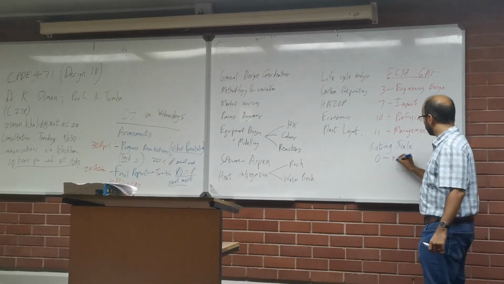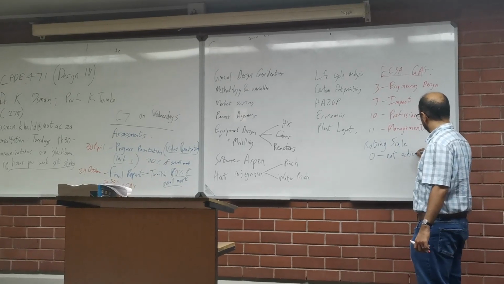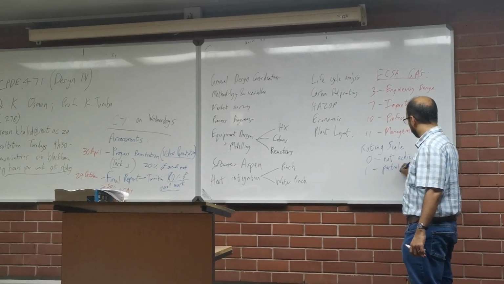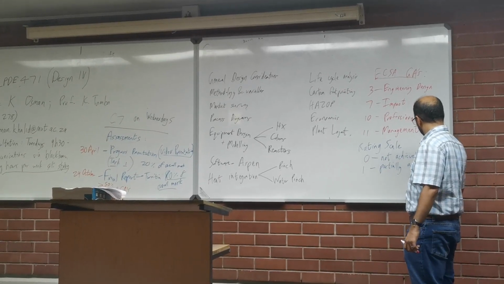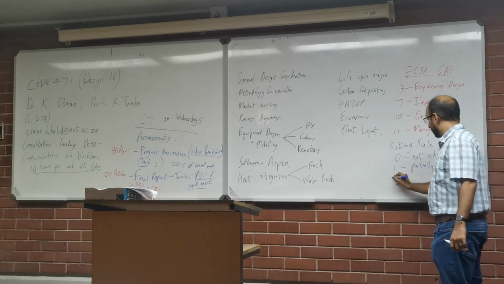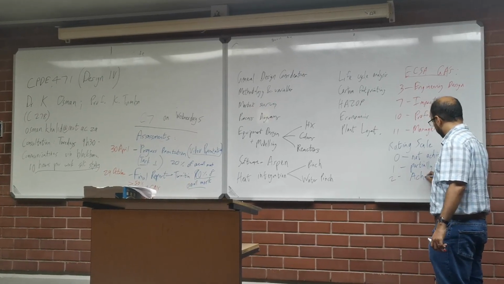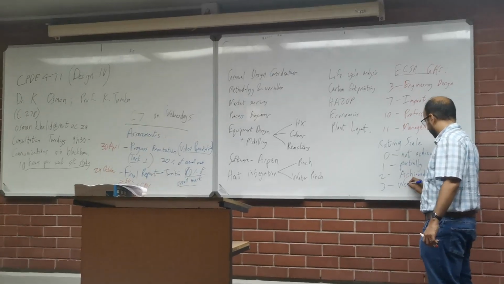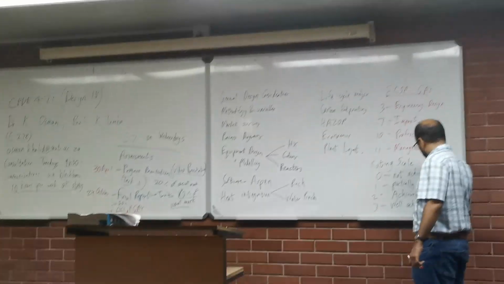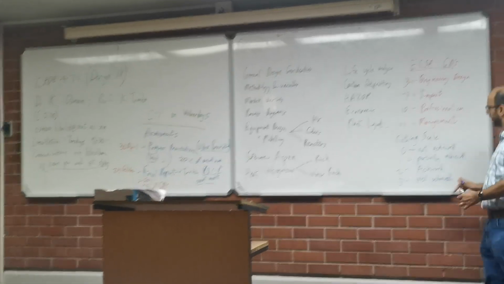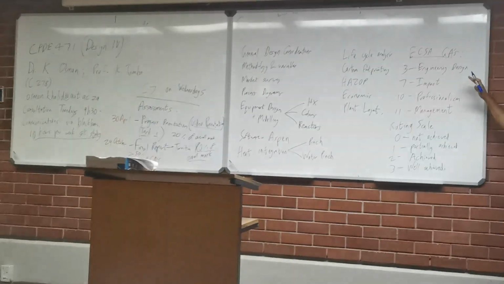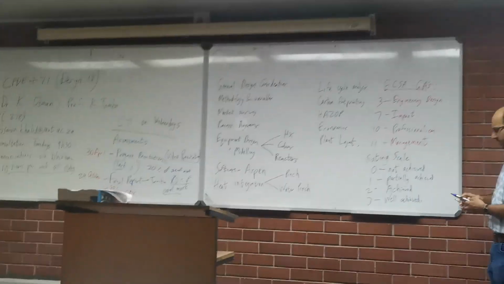Okay, a rating of 0 means completely not achieved. A rating of 1 is partially achieved. A rating of 2 is achieved. And a rating of 3 is essentially well achieved. Okay, so each of these GAs, in order to pass this module, they have to be at least achieved.